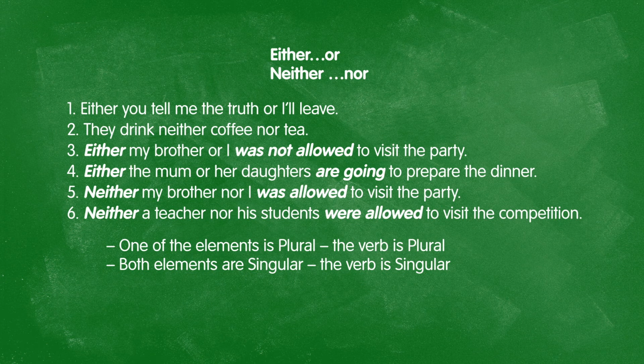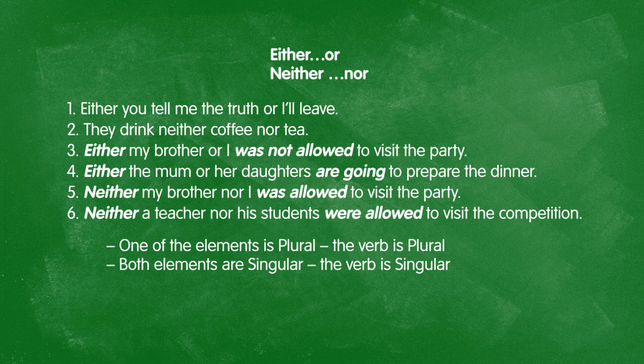Now, there's something funny happening here, but I want us to look at two more examples before we discuss it. The fifth example, neither my brother nor I was allowed to visit the party. Or, finally, neither a teacher nor his or her students were allowed to visit the competition.